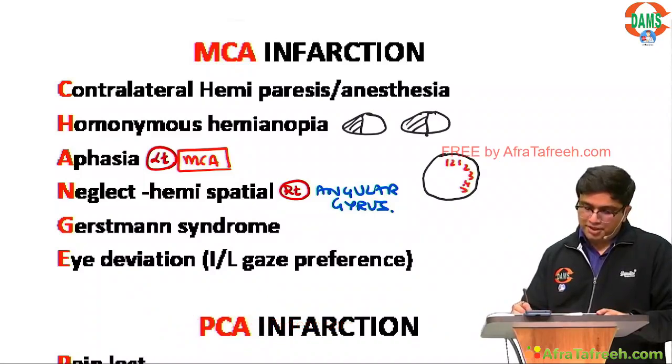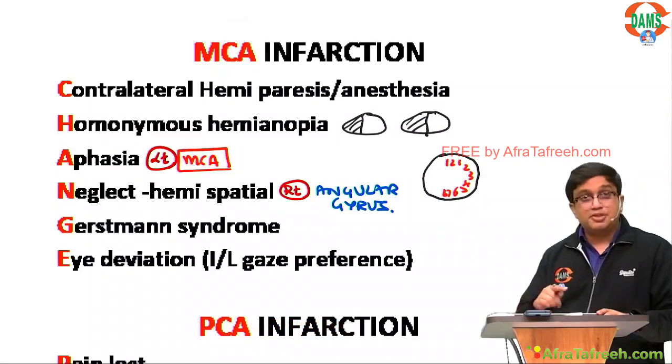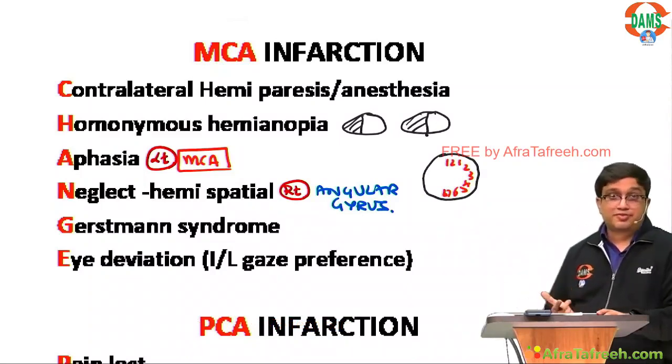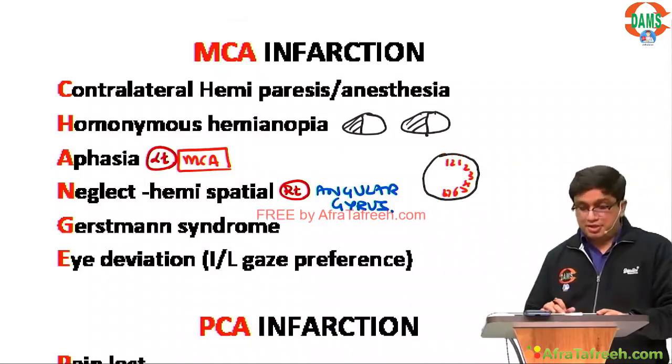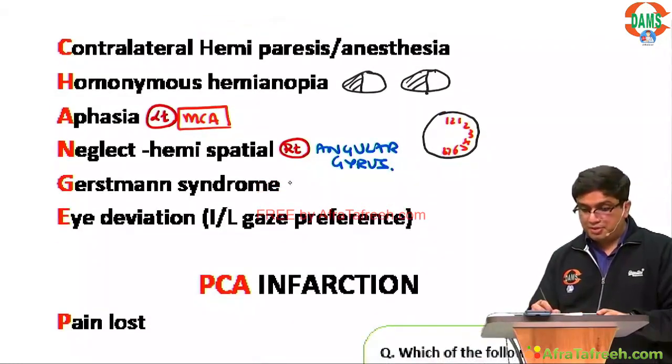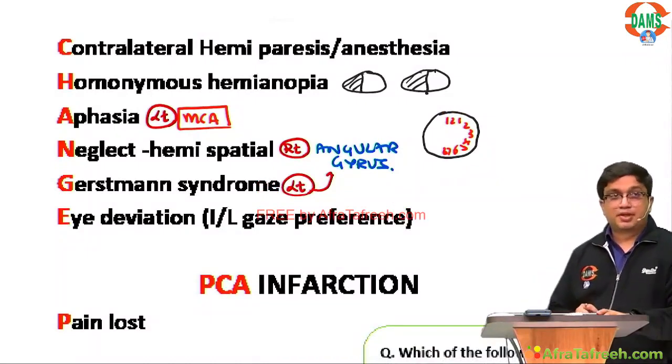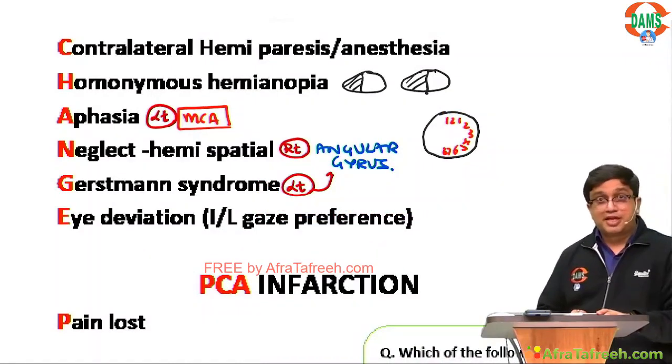So the patient will make a clock with a round circle with numbers projecting only on one side, not on the left, always on the right side. And Gerstmann syndrome, which includes dyslexia as a complaint, will happen due to a lesion in the left angular gyrus. And there is eye deviation, ipsilateral gaze preference.